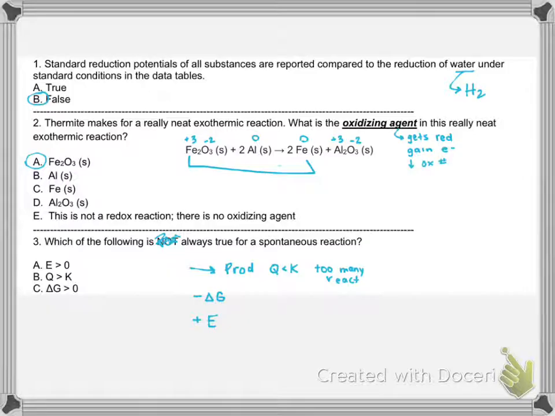So if we look at the options, A is going to be true. That will be the case when we have a spontaneous reaction. And the other 2 would correspond to a non-spontaneous reaction.